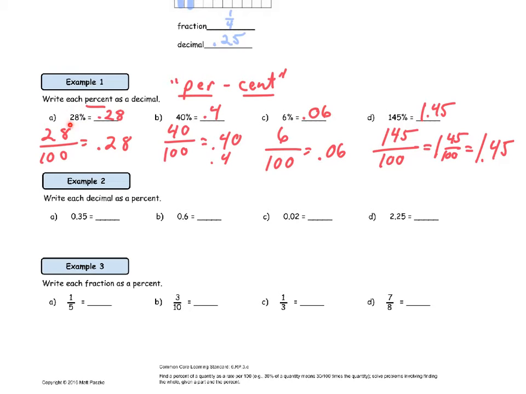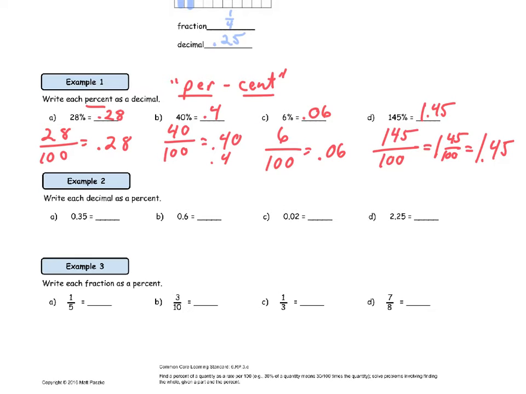Ask yourself, where is the decimal in 28%? How does it become 0.28? Where is the decimal in 6%? How does it become 0.06? Lastly, where's the decimal in 145%? And how does it become 1 and 45 hundredths?